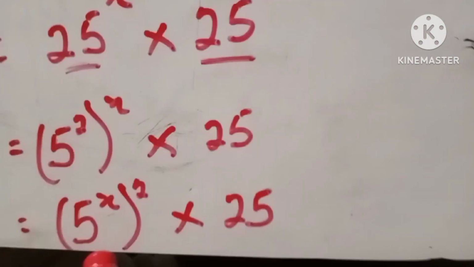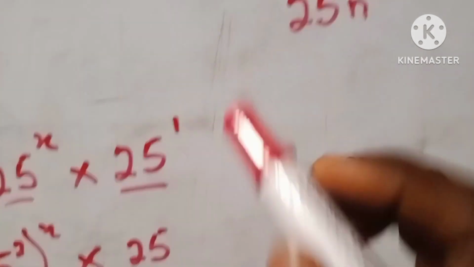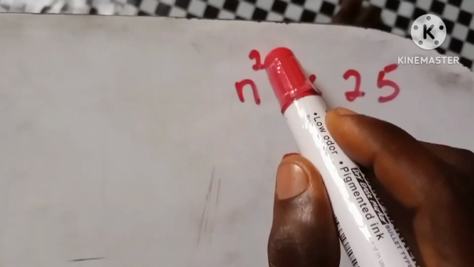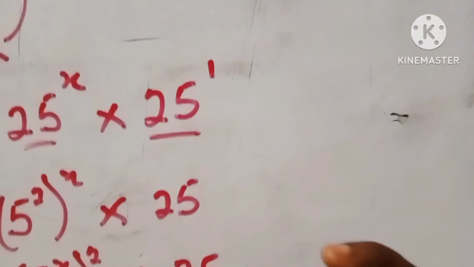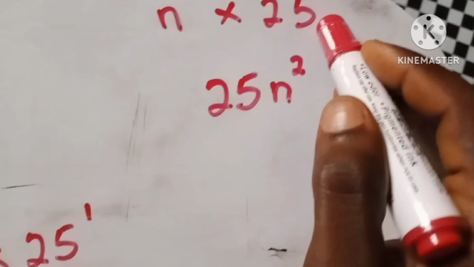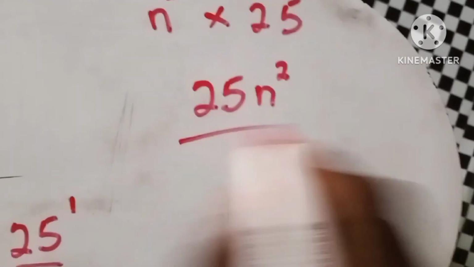So replacing 5 exponent s from this point by n, we are going to have n squared here, right? So n squared, remember there's a 2 outside here. Is that okay? So n squared, and then multiplied by 25. So 25 multiplied by n squared will give us 25n squared. This is the answer.